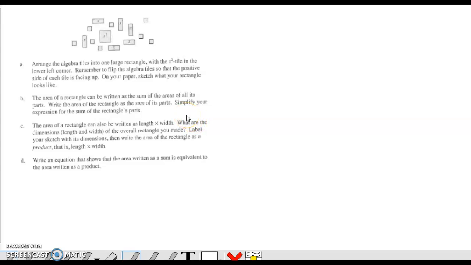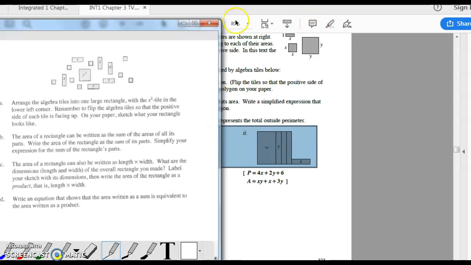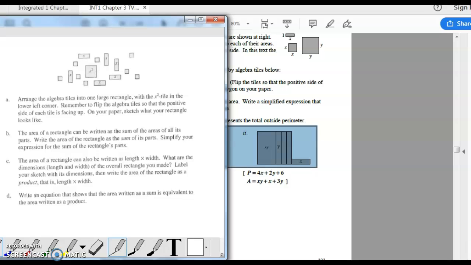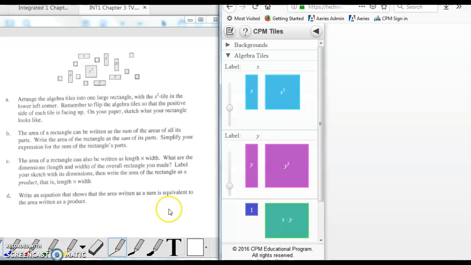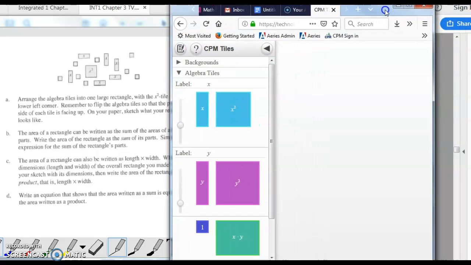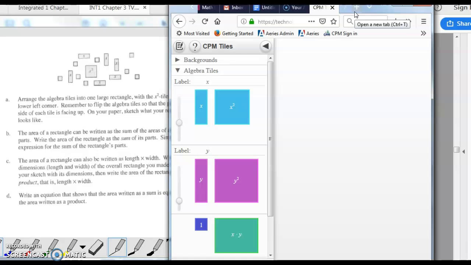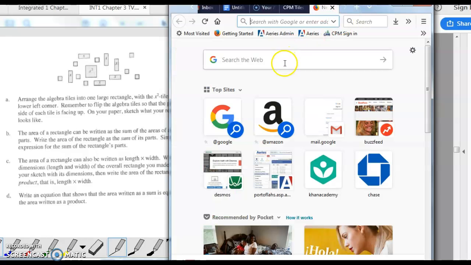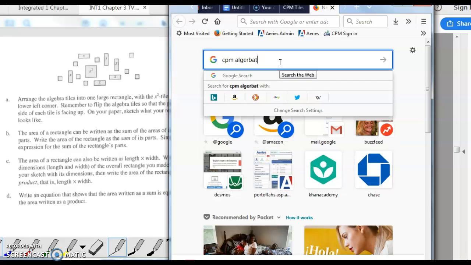So we are going to use online algebra tiles. So how are we going to use online algebra tiles? First thing I'm going to do is make this a little smaller so we can still see our questions. And I'm going to pop up algebra tiles. So what you are going to do, I'm going to put this in for perspective. You're going to Google algebra tiles. So you might have to pause the video as you do this, but you're going to type in CPM algebra tiles, all right? So go ahead, pause the video, and copy this into your browser.